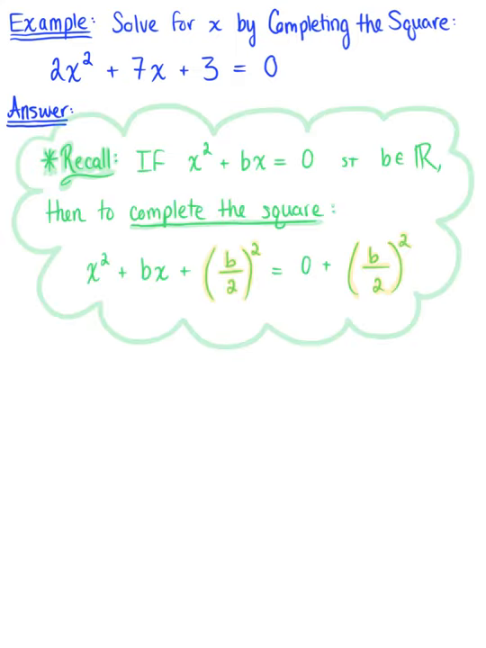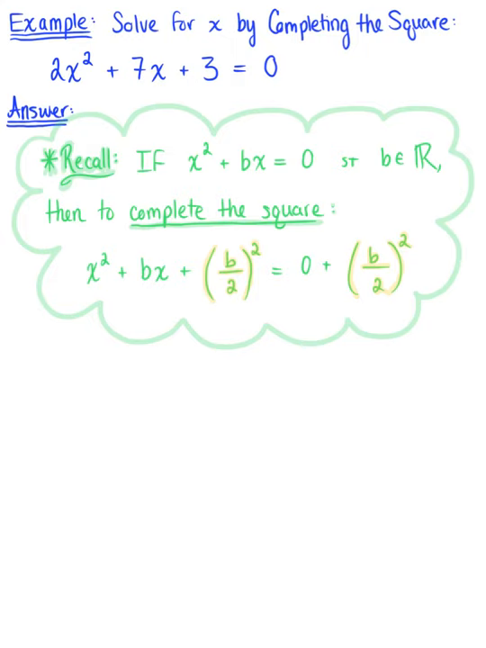So if we are given a quadratic expression of the form x squared plus bx equals 0, where again our leading coefficient is equal to 1, then we can solve by completing the square by adding half of the b coefficient squared to both sides of the equation. And again, what this does is it forces a perfect square. It's going to create the square of a binomial.